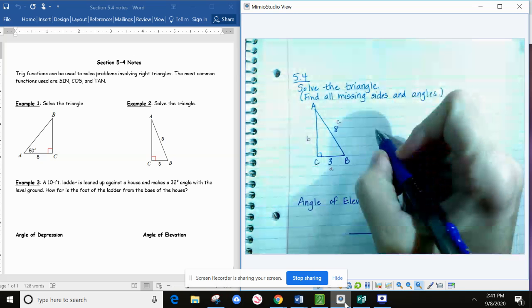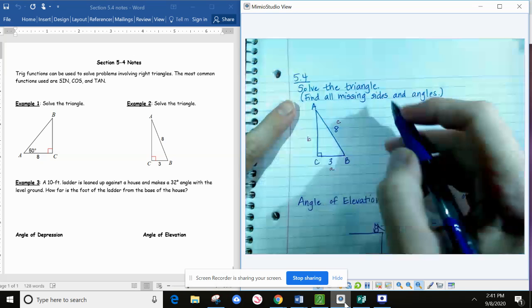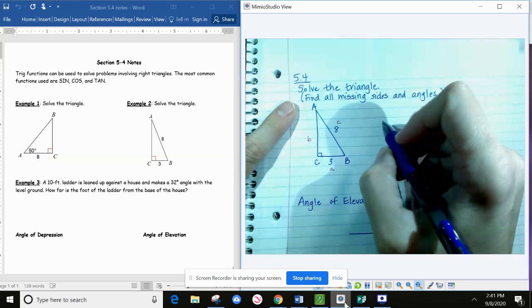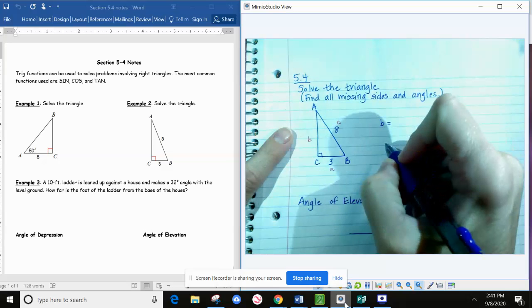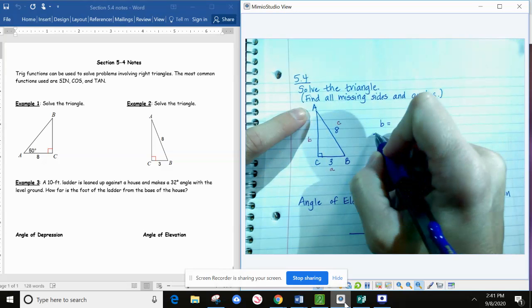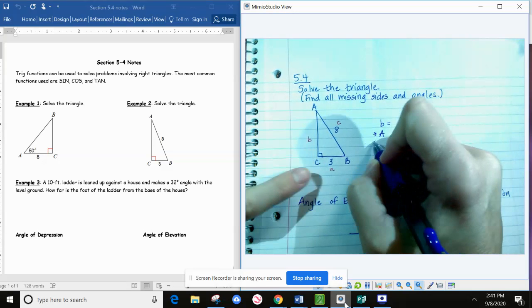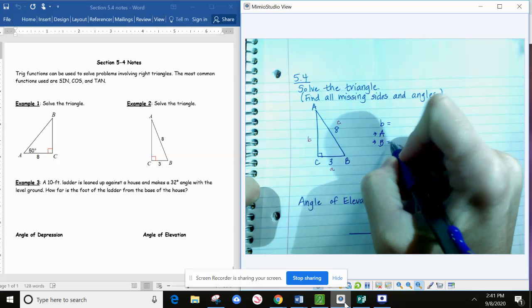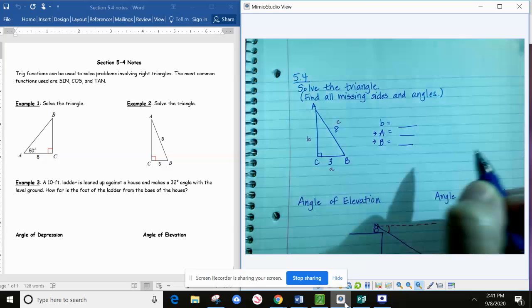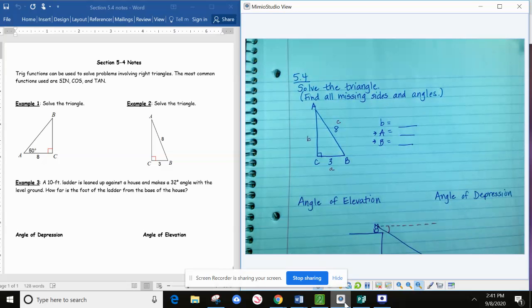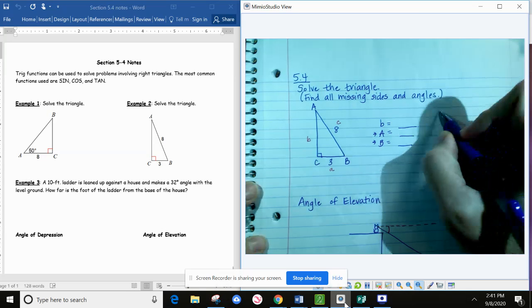All right, so if we're going to find all the missing sides and angles, what things do we need to find? Well, we need to find what the length for side b is. We need to find the measure of angle A and angle B. Does it matter what order you start this in? Absolutely not. I think I want to start by finding angle B. So I'm just picking one.